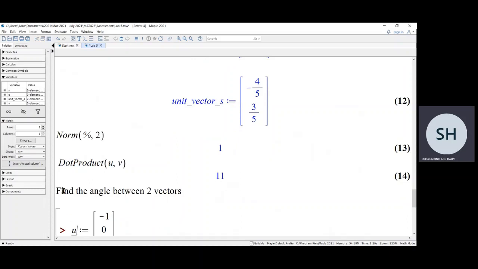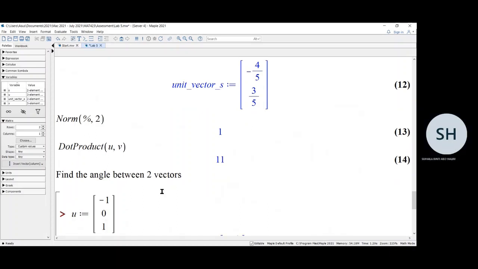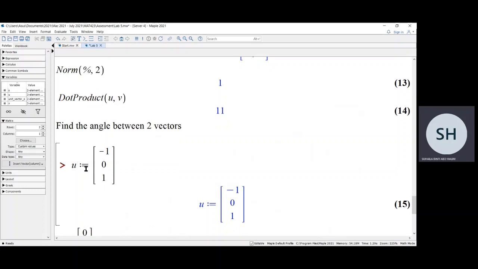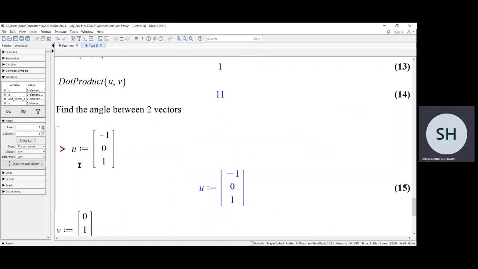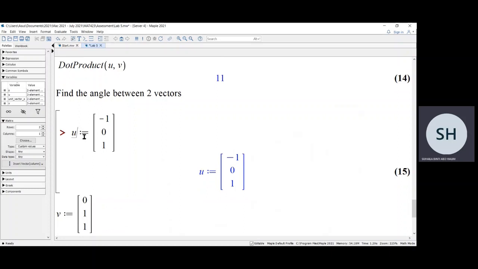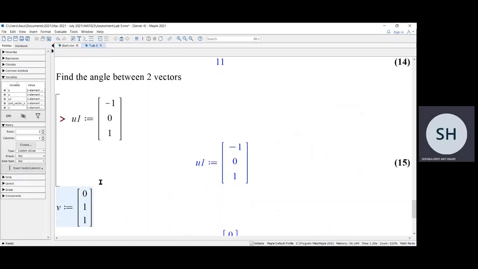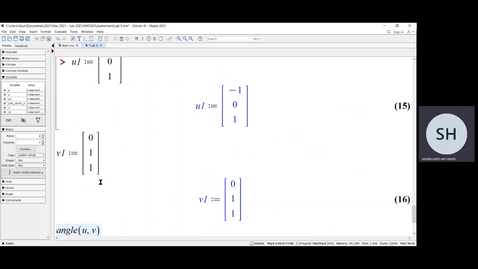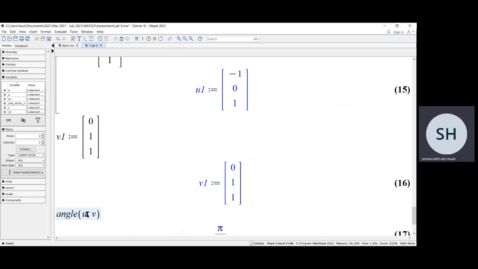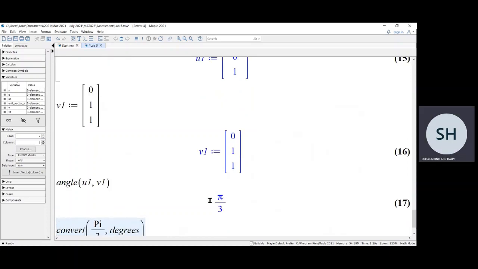Next we want to find the angle between two vectors. Now let's define other vectors. We use the same U and V, but if you don't want to, you define them to be U1 and V1, two vectors. And then we want to find the angle of it. So we use the syntax of VectorAngle with U1, V1. Then we get pi/3.